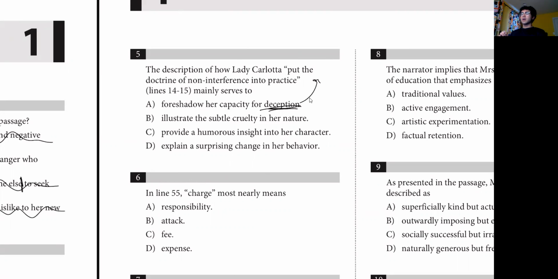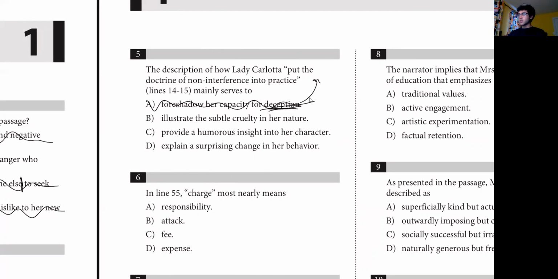Remember, Lady Carlotta did not deliberately try to deceive her, right? She just went with it. She was not trying to prove, hey, I'm Miss Hope. Mrs. Corbel assumed that she was Miss Hope, and Lady Carlotta went with it. So A is not right, nor does it feed into any sort of deception in the future.